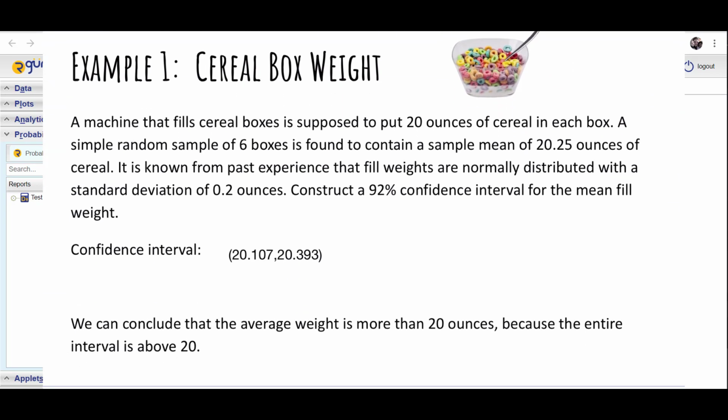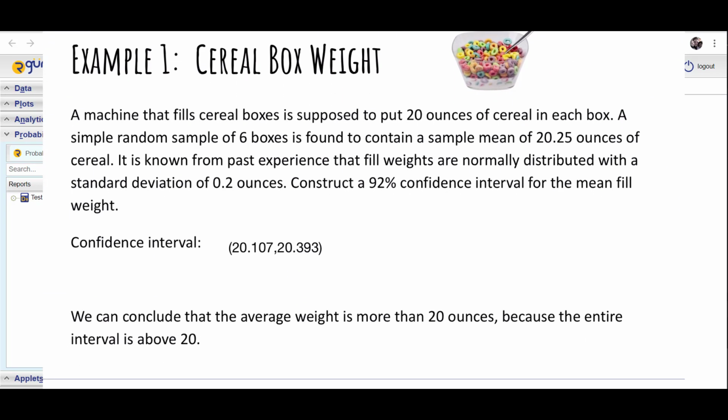So let's take a problem that hopefully you're familiar with if you viewed the videos for confidence intervals. This is a problem that we did in that video. Let's just review what it said. A machine that fills cereal boxes is supposed to put 20 ounces of cereal in each box. A simple random sample of 6 boxes is found to contain a sample mean of 20.25 ounces of cereal. It's known from past experience that fill weights are normally distributed with a standard deviation of 0.2 ounces. Construct a 92% confidence interval for the mean fill weights.